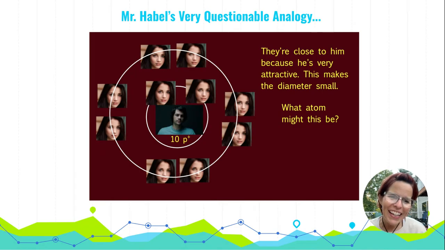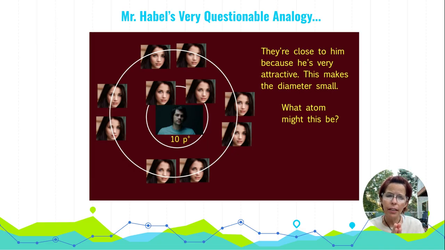Okay, so now we get on to what I keep referring to as Mr. Haebel's very questionable analogy. Mr. Haebel designed this, and it kind of makes me laugh. So first of all, we're going to look at an atom that has a nucleus that has 10 protons in it. And in his analogy, he's saying that the nucleus is very attractive, and that the electrons around it are attracted to this very attractive nucleus, and so they crowd in.